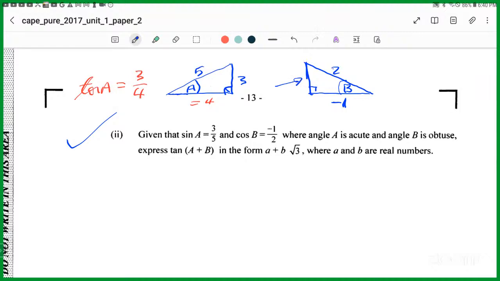So to find this side, it's Pythagoras' theorem again: the square root of 2 squared minus 1 squared, so the square root of 4 minus 1, which is the square root of 3. So this side is the square root of 3, using Pythagoras' theorem. Based on that, the tan of B equals opposite over adjacent. It is √3 over -1, so it becomes negative √3. That's the tan of B.